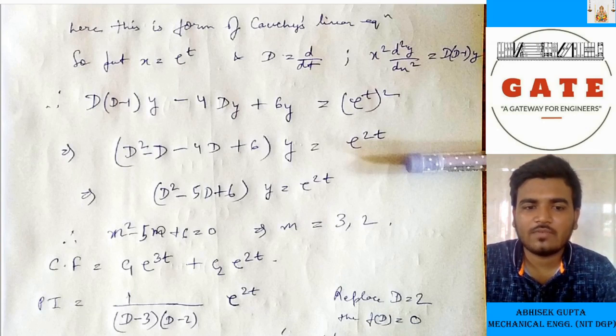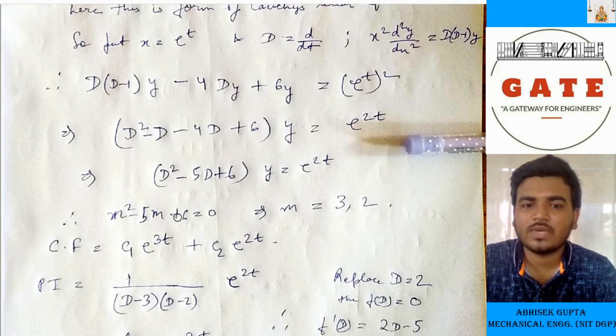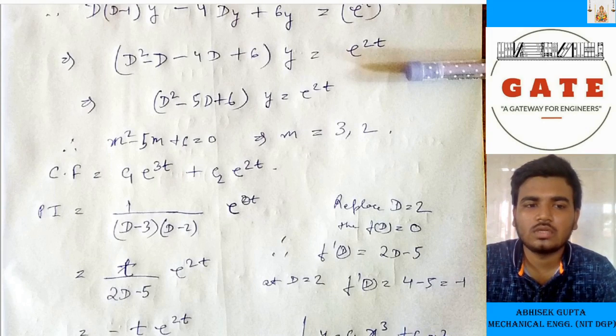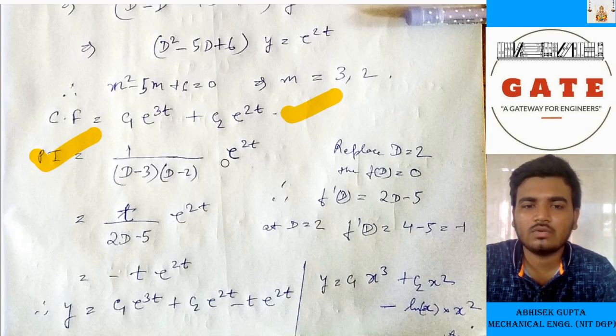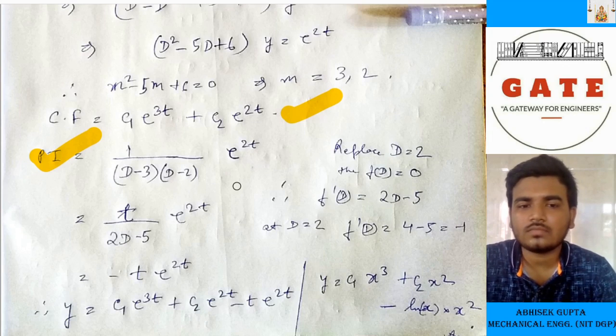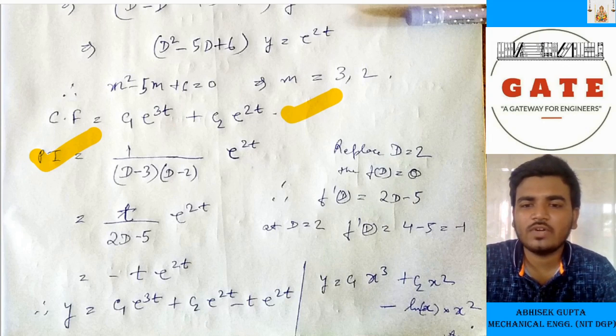So solving f(D) we get m² − 5m + 6 = 0. So m = 3, 2, the roots. So the complementary function will be c1 e^(3t) + c2 e^(2t). Okay, and the particular integral will be 1/f(D) e^(2t). Now when e^(2t) is there, replace D with 2 directly. On replacing D with 2, f(D) comes out to be 0. So we can't replace that.